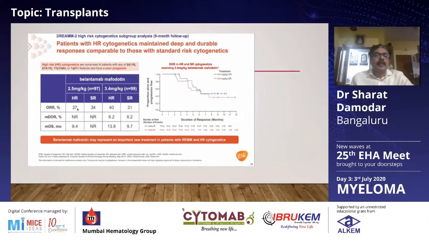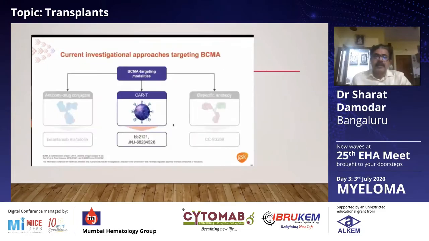Now, you just subdivide it into the high risk and standard risk. It seems to work even in the high risk subset. That's what the data shows here. Response rate slightly different, better in the standard risk versus the high risk, but in the lower dose their curves are almost running together. So it seems to be a reasonable option even in the high risk and standard risk subsets.